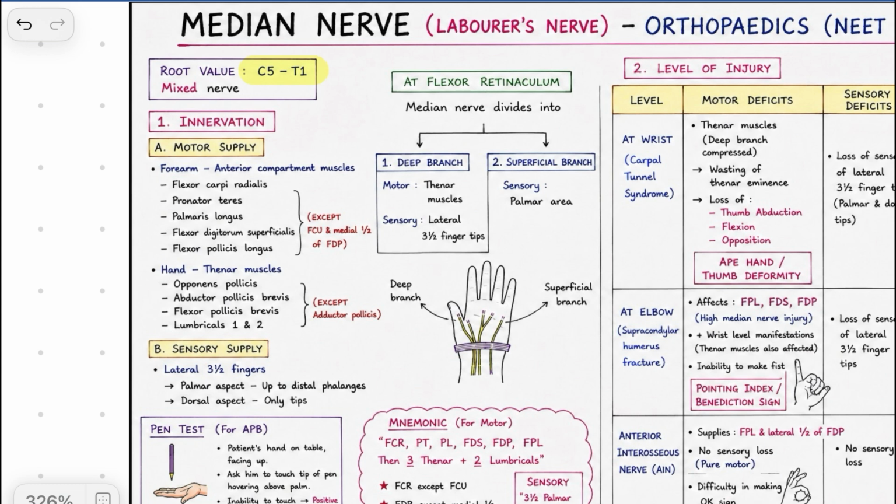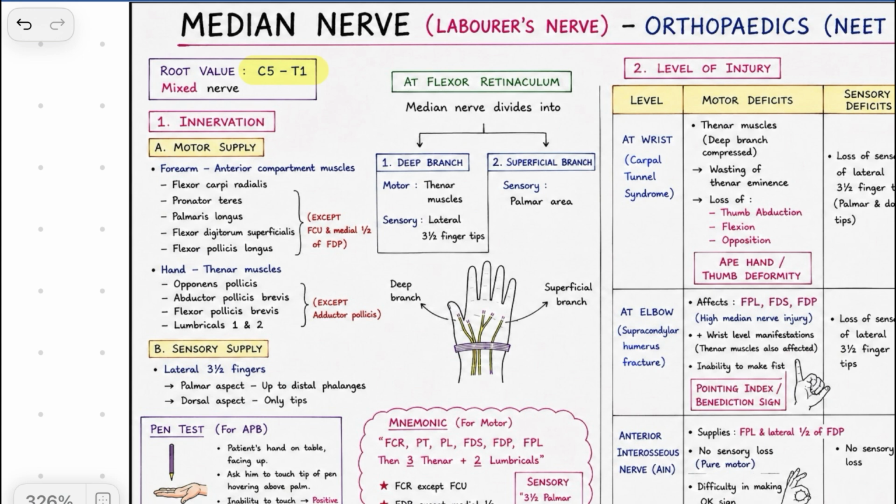Basically, you have to remember two things in the motor supply. In the forearm, it is supplying anterior compartment muscles, and those are mostly flexors. So that includes flexor carpi radialis, pronator teres, palmaris longus, flexor digitorum superficialis, and flexor pollicis longus. And you can also see the lateral half of flexor digitorum profundus. So this is its motor innervation.